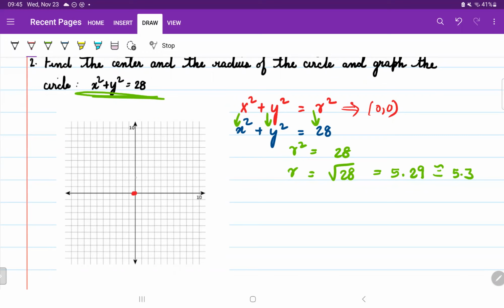So that's 1, 2, 3, 4, 5. A little after 5. 1, 2, 3, 4, 5. A little after 5. 3, 4, 5 here. 1, 2, 3, 4, 5, and here. And then we just join all our points here. And that is our circle equation with radius equals root 28.